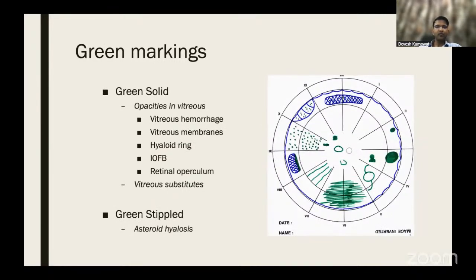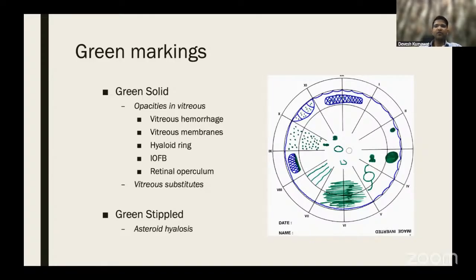Now, any opacity in the vitreous is depicted by green. So green solid could be for vitreous hemorrhage, vitreous membranes, or the hyaloid ring, that is Weiss ring. Then intraocular foreign bodies are also shown, and retinal operculum also. Sometimes you see an operculum in the macular area, a macular hole, or you have operculated retinal breaks. Then that operculum is shown by green color.